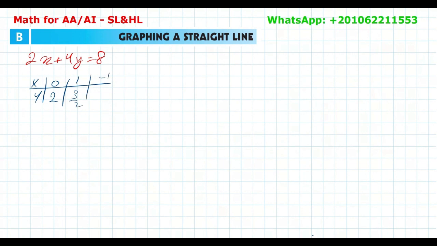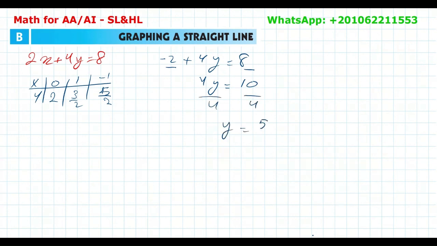And when x equals negative 1, that means what? That means it's 10 over 4, and 10 over 4 is represented by 5 over 2. Because when it's negative, it becomes directly negative 2 plus 4y equals 8. Then 4y equals 10, because you're going to add the 2. Then divided by 4, y equals 10 over 4, which is 5 over 2.